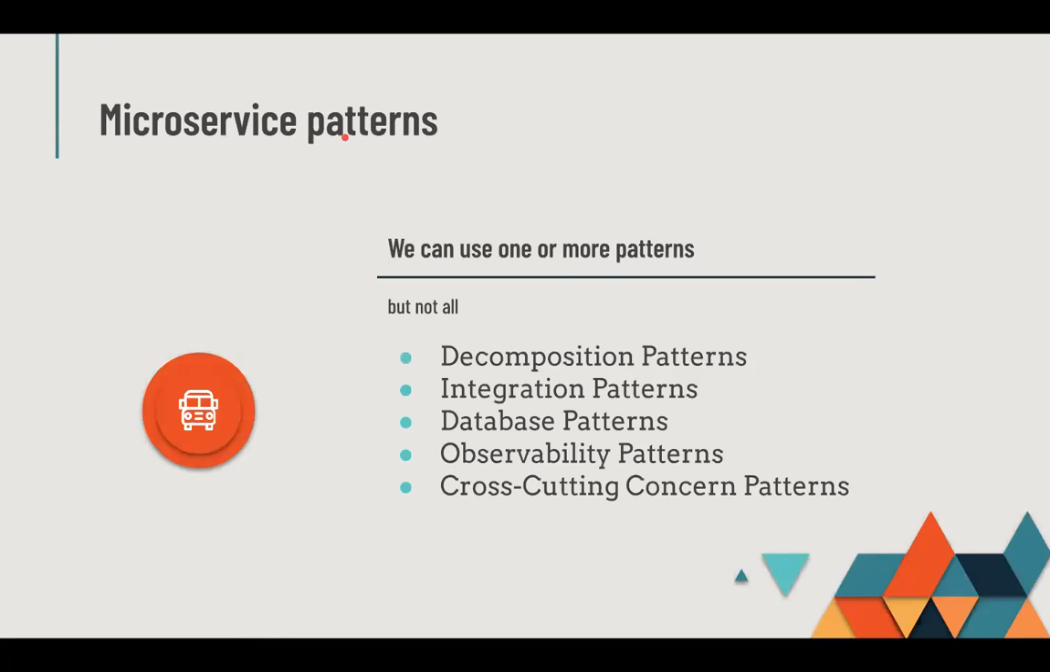Okay, so there are microservice patterns that we should know, things that you should know, at least to have a better understanding of a microservice. So there are decomposition patterns, integration patterns, database patterns, observability patterns, and cross-cutting concern patterns. Not all the patterns, as I mentioned, there are like 26 patterns that you need to know. But for at least the simplest term of developing a microservice architecture, you should have at least these patterns learned to get something out of a microservice.